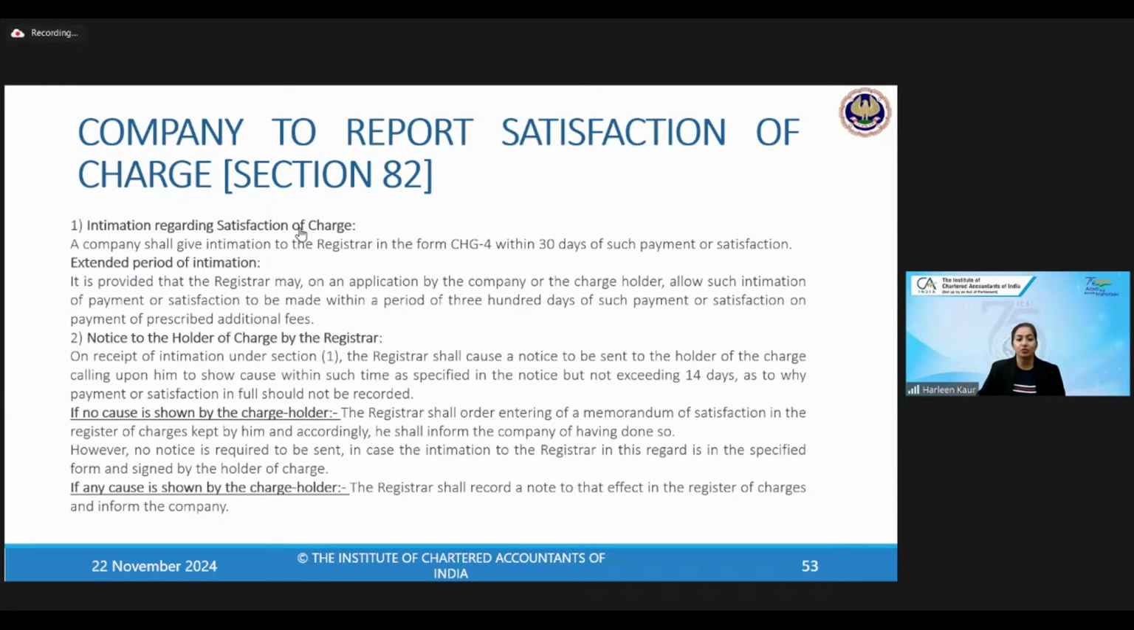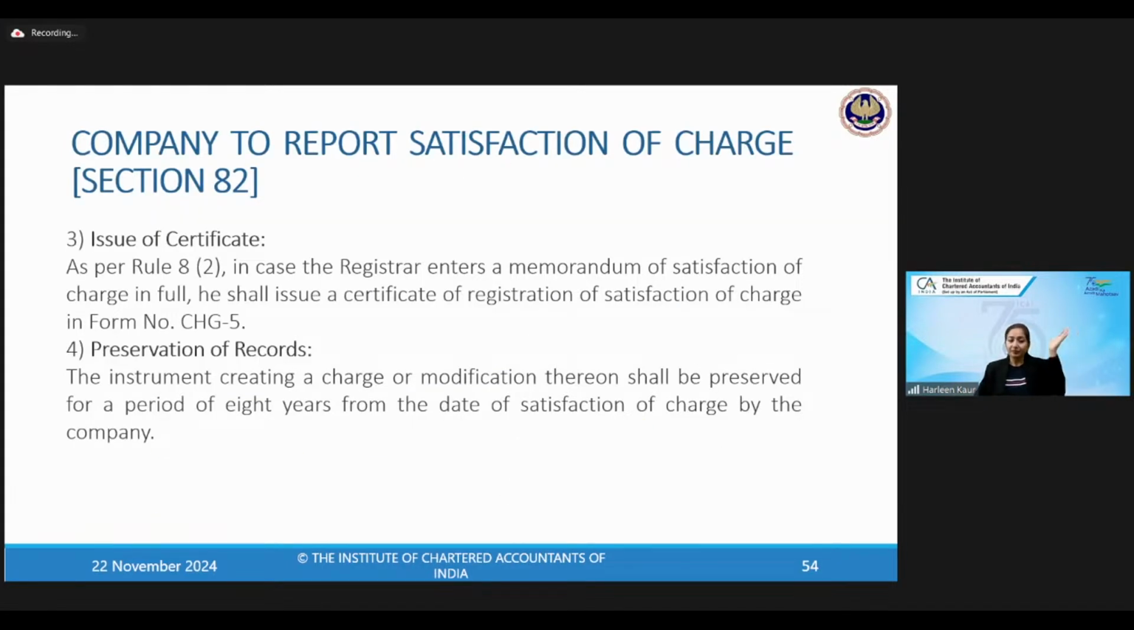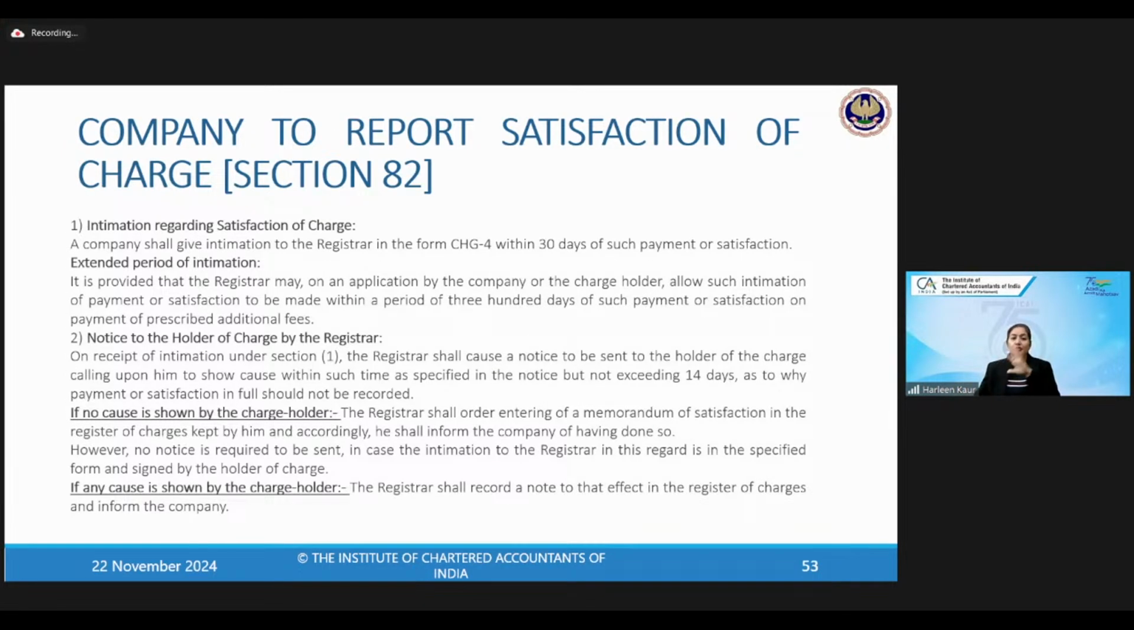Information regarding satisfaction of charge. First, let's understand the meaning of satisfaction of charge. The word satisfaction of charge is very broad. It means once you have repaid the money, the security on which the charge has been created in favor of someone gets free from the charge. Now you can give that asset as a security to anybody else also, because the money is repaid, it is charge free. But the word satisfaction is a little broader.